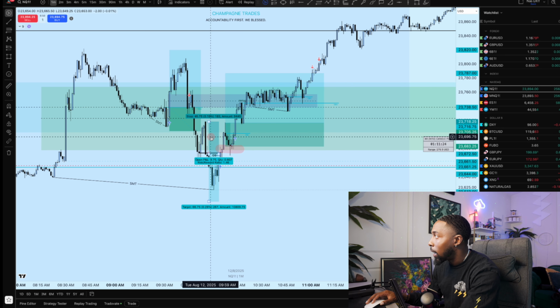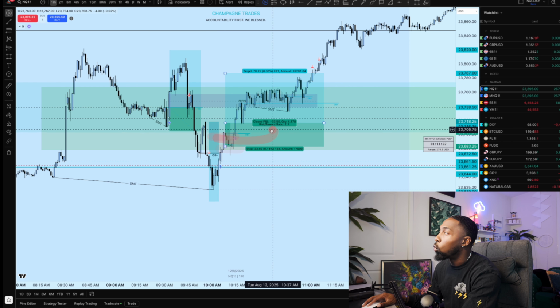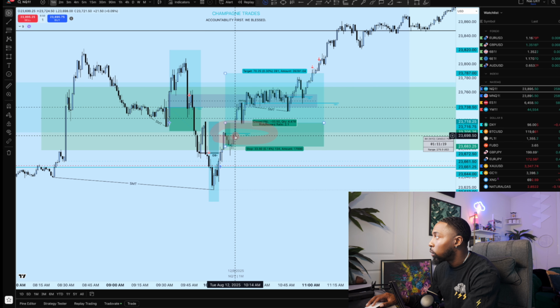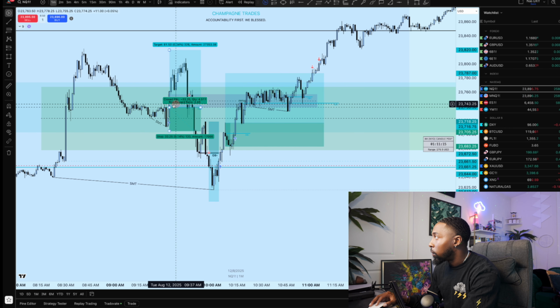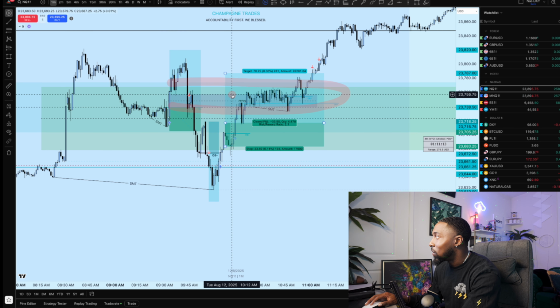So I saw this fair value gap here. I also saw this order block right here, and you can see my entry is right there. Look at the precision. The entry is right there. We have this first presented fair value gap right here. So you can see price action just chopped inside of it.